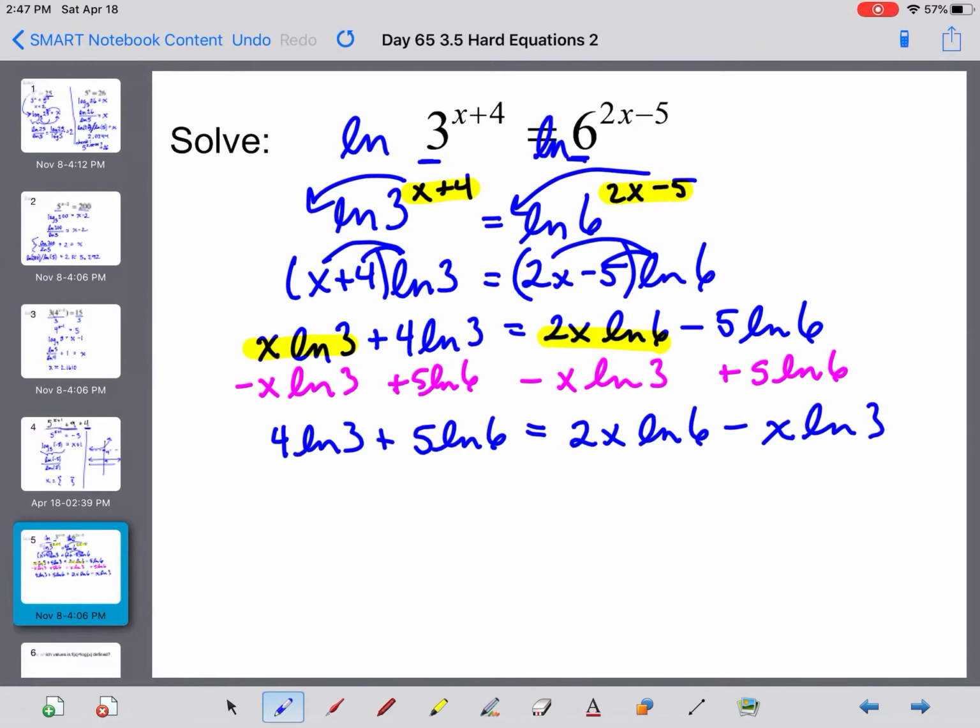So then I end up with something that looks like this. So again, this makes me happy because my x's are isolated and on the same side. I could maybe try to do some properties here, but I'm not really going to even worry about it too much.